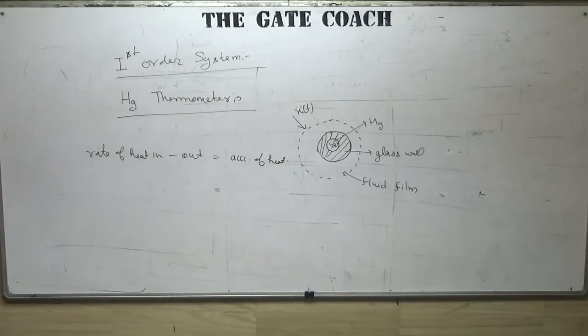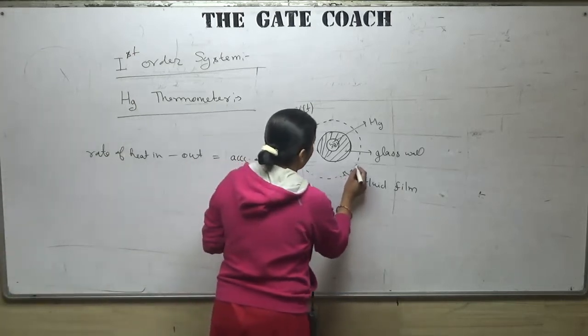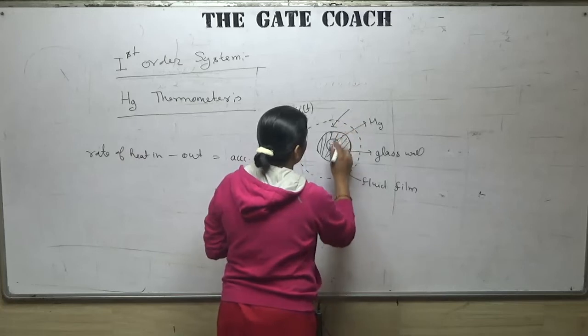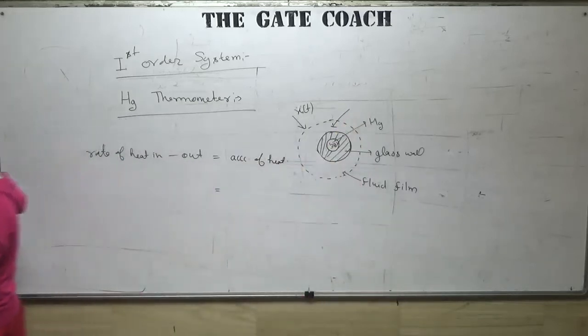In the case of the mercury thermometer, what are those resistances? We say that all the resistances are neglected. The resistance offered by the glass and the mercury is negligible, and resistance is offered only by the film surrounding the bulb. The heat goes from the film by convection.